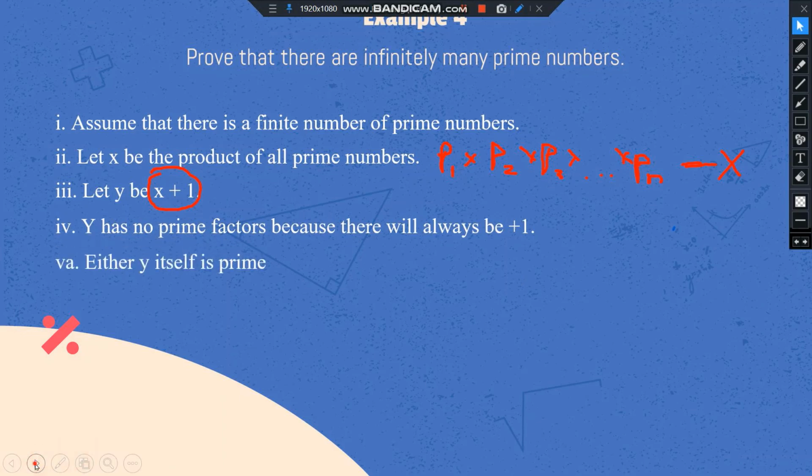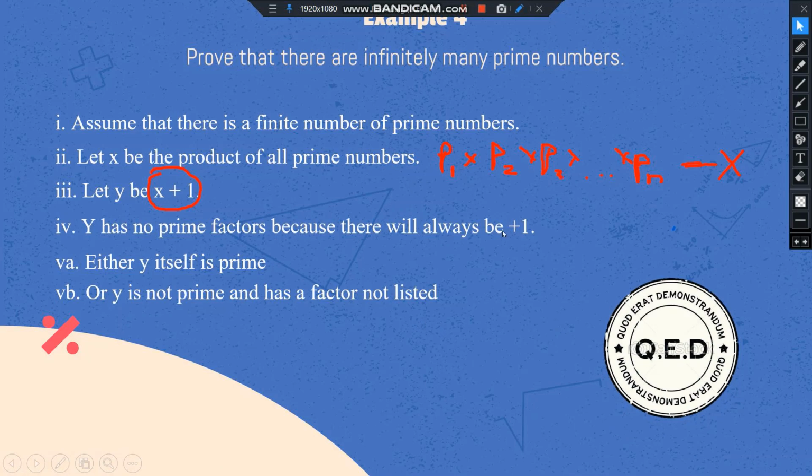And this is where it all happens, because either y itself is prime or y is not prime and has a factor which is not listed. So if y itself is prime, that means we didn't list it within the x. Or if y is not prime and has a factor not listed inside, then again we didn't list all prime factors. And so if we can't list all prime factors, that means that we have proven this, because there are infinitely many prime numbers. If there was a finite number of prime numbers, we would be able to list all of them, but since there are infinitely many, we can't.